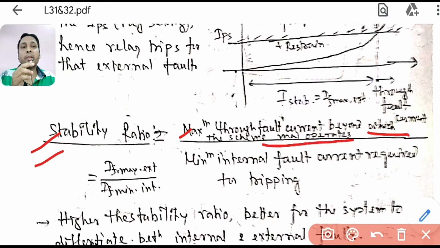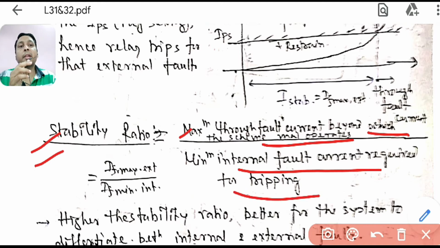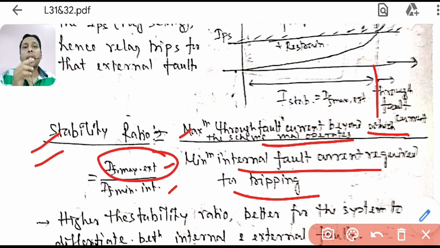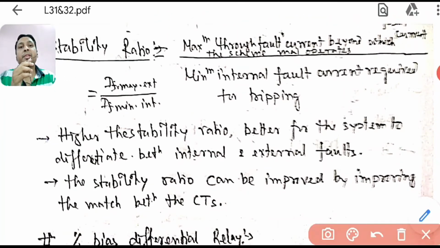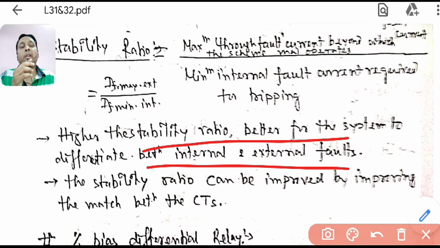Mal operates means it trips, and the minimum internal current that is required for tripping. The ratio between these two, that is IF maximum external divided by IF minimum internal. What is the value of IF maximum external here? Here it is I step, and minimum, that is the I plug setting that you have given. So that will be your minimum fault current for which it should trip. So you can see, the higher the stability ratio, the better the system can differentiate between the internal and external fault.